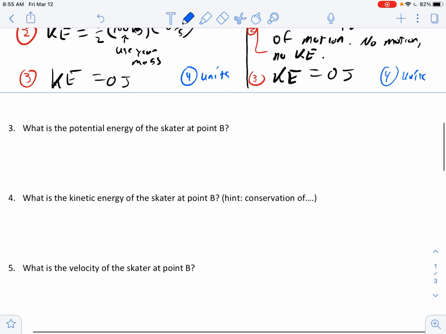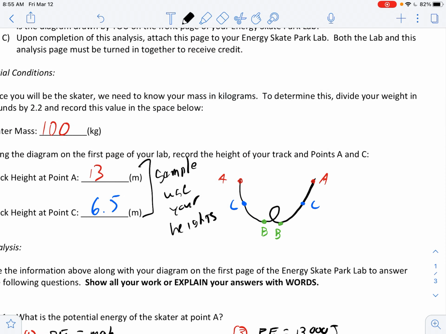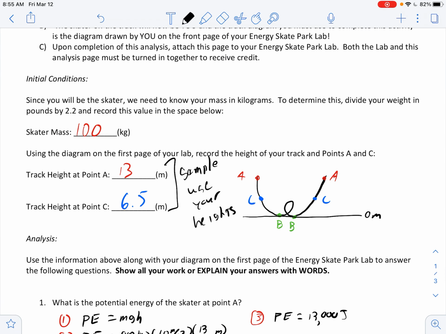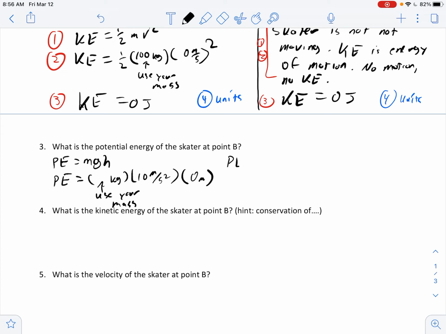Okay, what is the potential energy of the skater at point B? So just to kind of zoom back up here, in the lab you were told specifically to put your point B at a height of 0 meters, so have your track touch the ground. Okay, so using that criteria, potential energy is mgh. So you're going to want to use your mass, and gravity, doesn't matter if you use 10 or 9.8. Okay, and at point B, everyone's going to have that same height of 0 meters. So at point B, our potential energy is going to be 0.